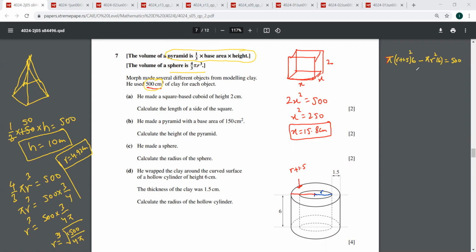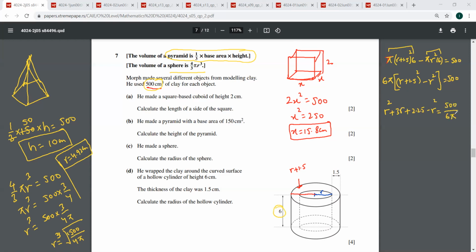Okay, if you want, you can take 6 pi common from here. This is 6 pi into (r plus 1.5) square minus r square, that is equal to 500. This 6 pi is here, this 6 pi is here, I have taken that common. Now I'm going to expand the square over here. This is r square, a square plus 2ab, that is 3r, plus b square, that is 2.25, minus r square, that is equal to 500 over 6 pi.